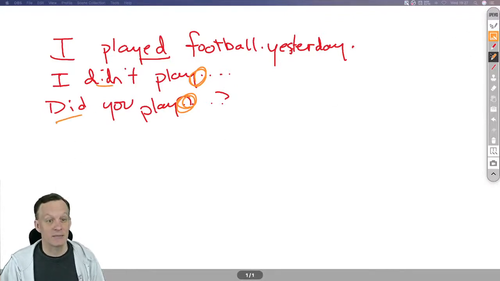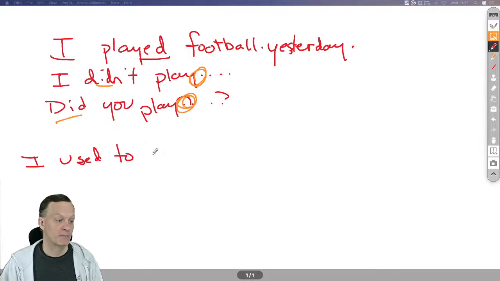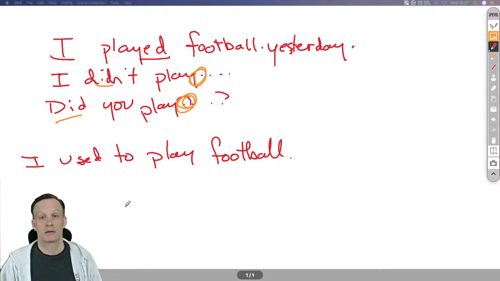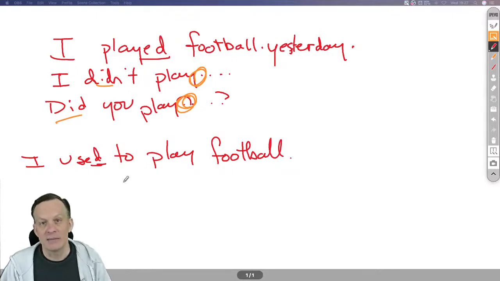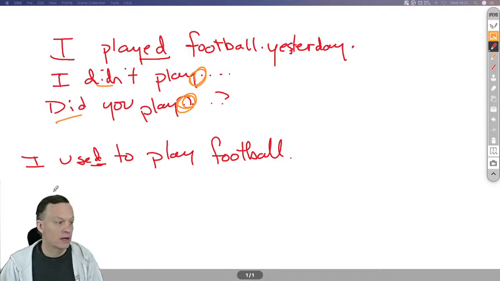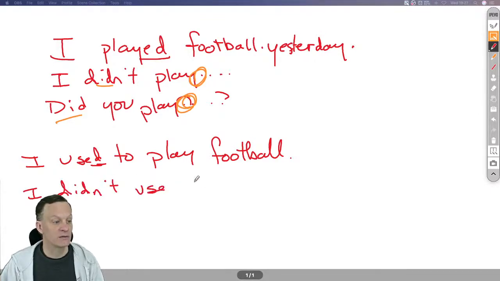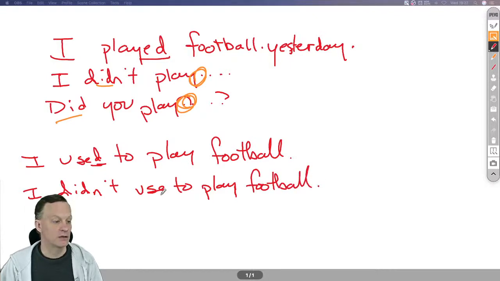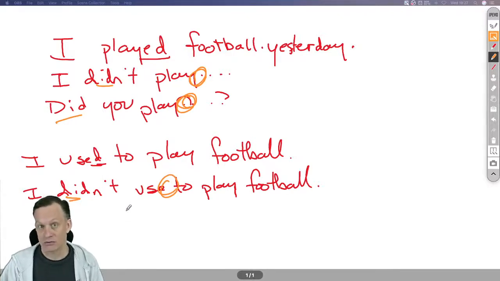It's exactly the same with used to. I used to play football. All right. And we have the ed, D because it ends with e, use, right? And the negative, I didn't used to play football. So you can see here, we don't have the ed because we're using the negative. I think that's clear.